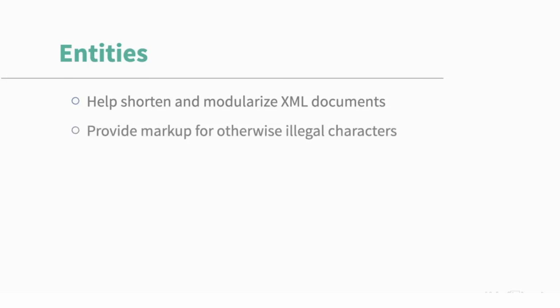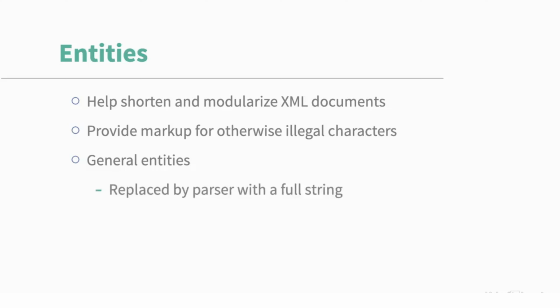And then finally, let's look at entities. Entities are intended to help modularize XML documents. They provide markup for characters that would otherwise be illegal in XML content. So first you have general entities, which are replaced by the parser with a full string. And an example of this would be copyright or author, and you can define these to be a string of content that will get replaced by the parser when the XML document is being parsed.